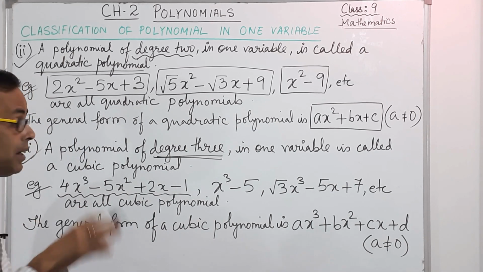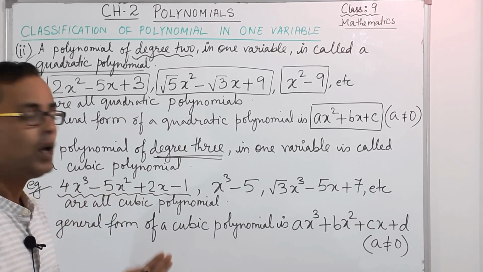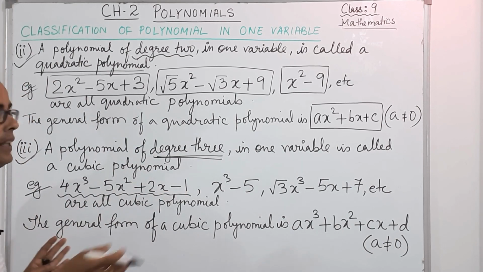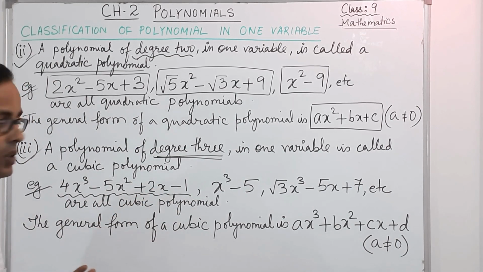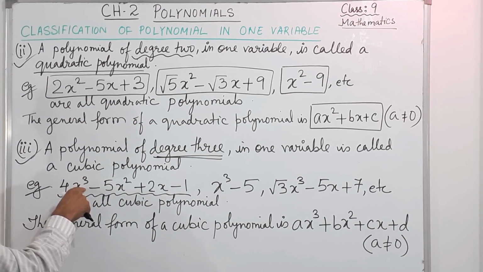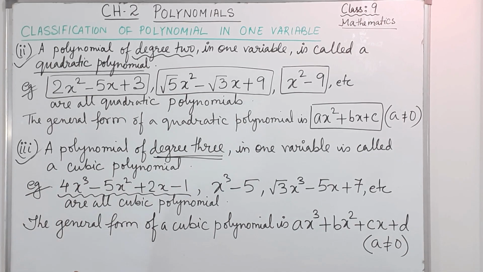That means x is there, but x to the power 0, and x to the power 0 means 1. 1 into 1 is 1 only. That's why we don't write x to the power 0. Okay, so 3, 2, 1, 0. So highest power is 3, so it is a cubic polynomial.